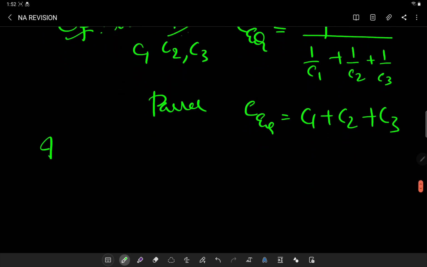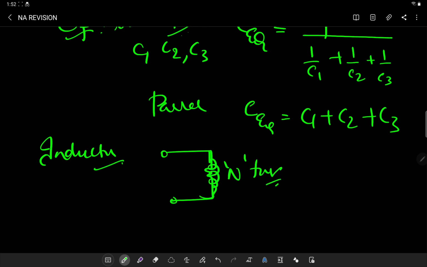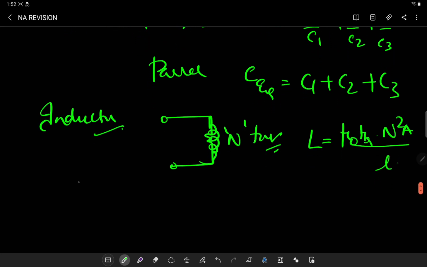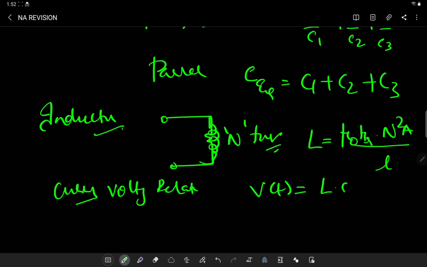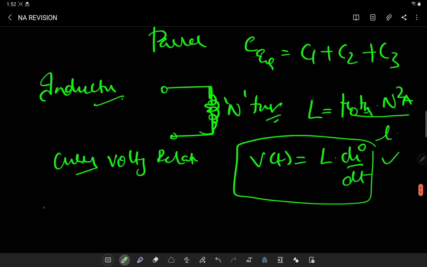Now coming back to the inductor. So it is a two terminal element with n turns, and we'll be having the formula of inductor as L is equal to mu naught mu r into n square A by l. So you will also have a current voltage relationship, which is V of t is equal to L into di by dt. So this is one important equation. So the energy stored is half L i square.